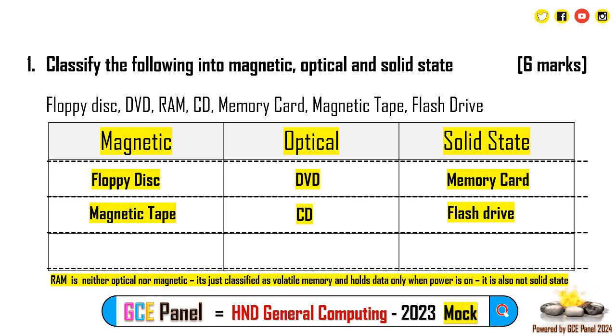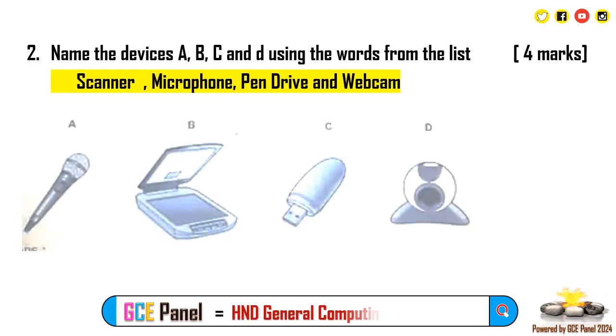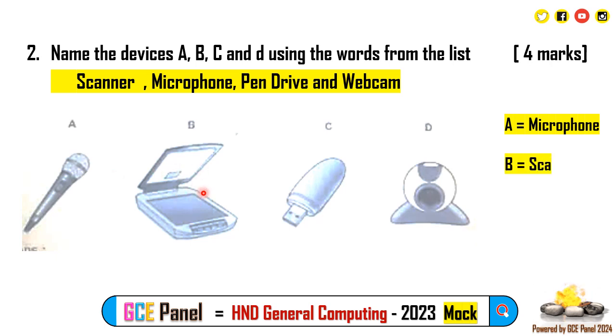Question 2. Name the devices A, B, C, and D using the words from the list. This first one is very clear. This is a mic. So A is a microphone. What about B? B is a scanner. And then C is a pen drive. And D is a webcam.